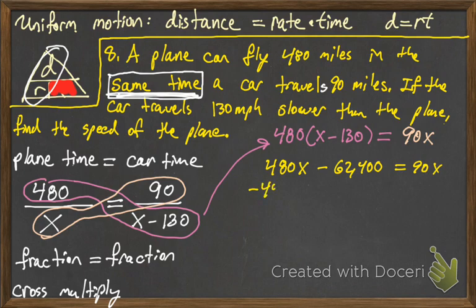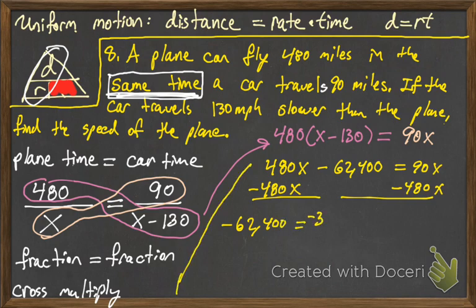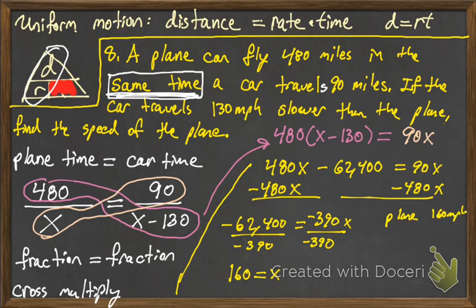This is linear, and that's okay. We can solve a linear. Subtract 480x from both sides. Negative 62,400 is equal to negative 390x. Divide both sides by negative 390. Okay? And so we get 160 is equal to x. Then if we want to find the car speed, subtract 130 from that. So plane is 160 miles per hour. The car is going to be 30 miles per hour.